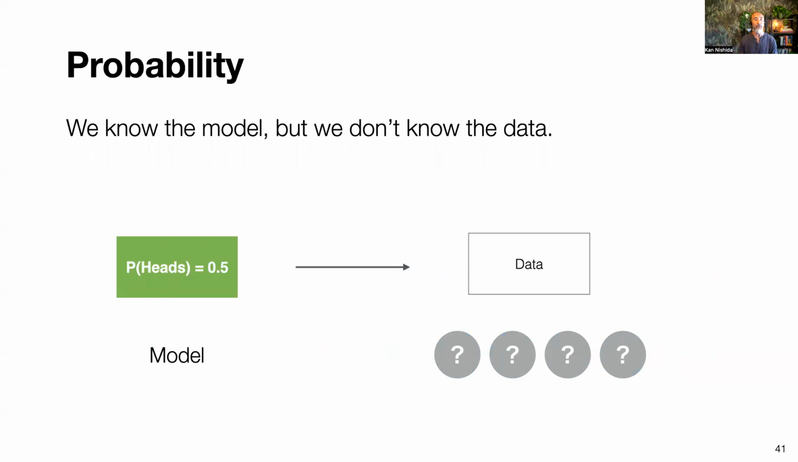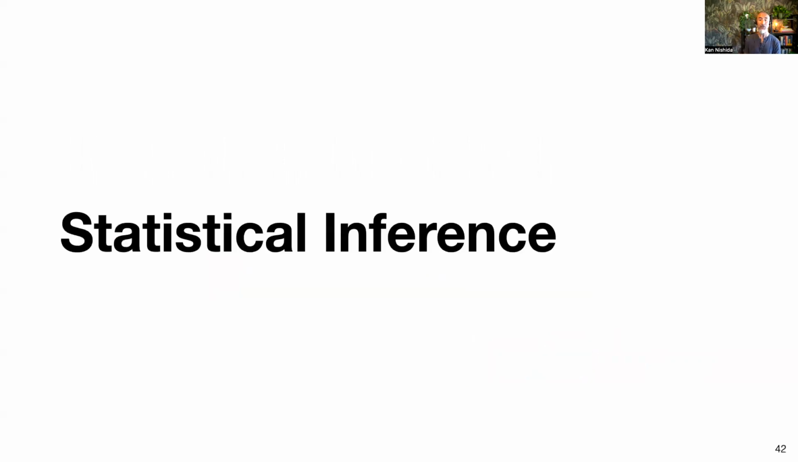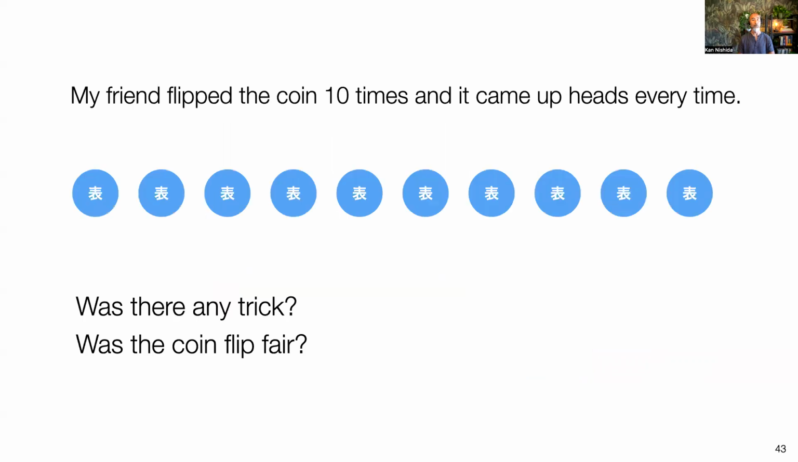Okay. So now, as opposed to probability, this is what statistics, or statistical inference in particular, is about. So my friend flipped the coin 10 times and it came up heads every time. It's all heads. I'm sorry, this is Japanese, but it means heads. And was there any trick, or was the coin flip fair? Those are the questions that statistical inference can help you answer, rather than probability theory.